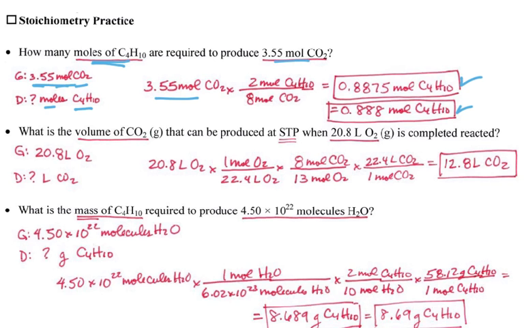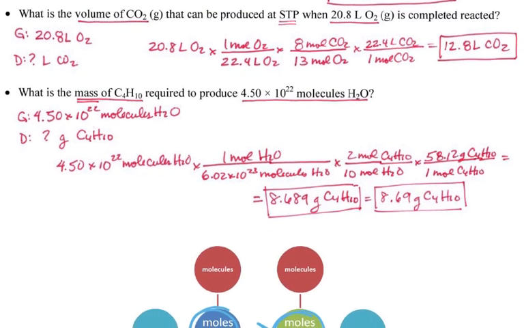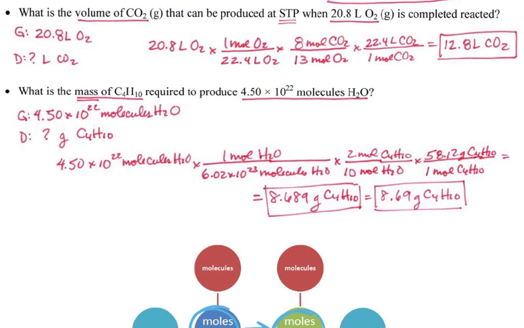That's the first problem. Okay, the second one says, what's the volume of CO2 that can be produced? When we say volume, then we're talking about liters. Okay, so volume is a Q word for liters, mass is a Q word for grams. And the fact that it says at STP, that's kind of a dead giveaway. We're going to use 22.4. And our given value is 20.8 liters of O2. So I'm trying to get to liters of CO2, starting with liters of O2.